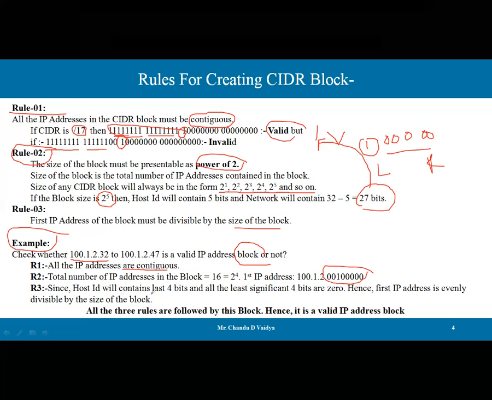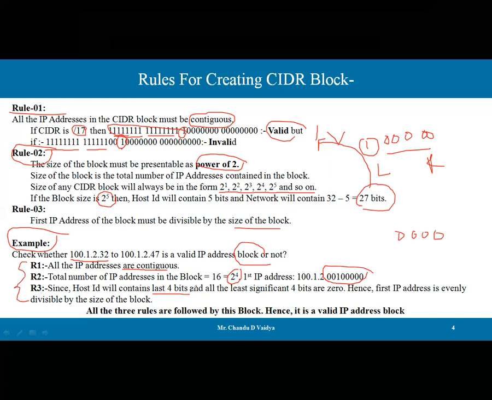Since the host ID will contain the last 4 bits, the 4 digits on the right-hand side will be 0, and all the least significant 4 bits are 0. Okay. Hence, the first IP address is evenly divisible by the size of the block. So here, all 3 rules are applied.